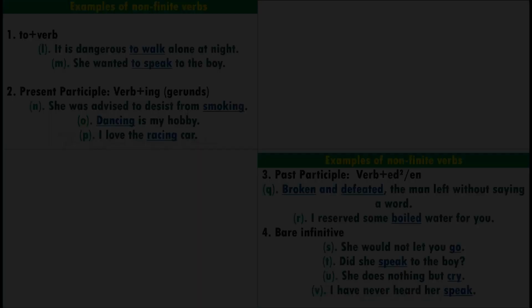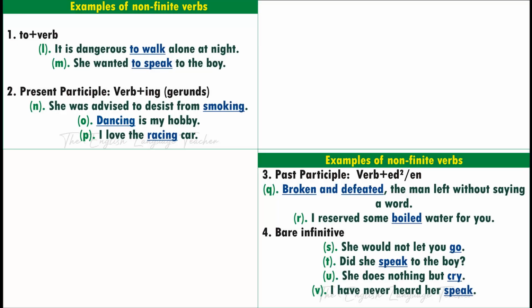If you pay attention to these verbs that we have identified from example L to example V, if you look at them very well, examine them very well, you will realize that none of them shows number, person, tense, or mood because they are non-finite verbs. So we have come to the end of this lesson.